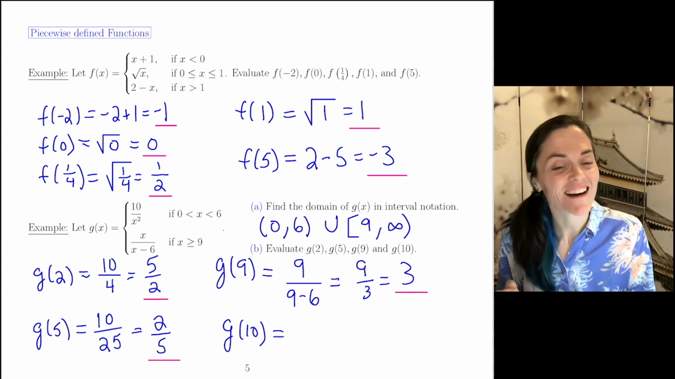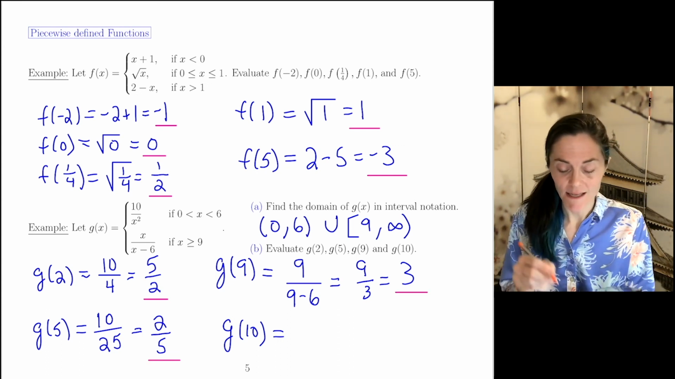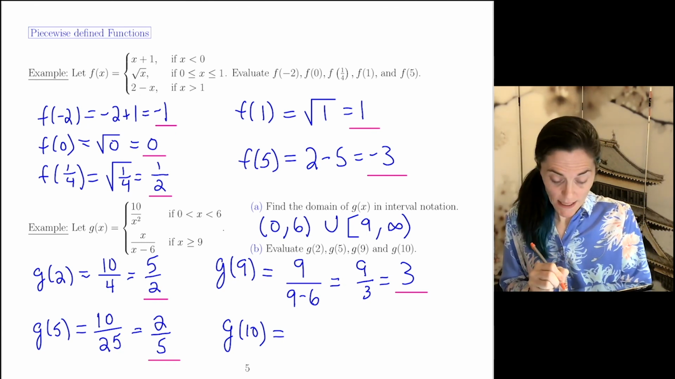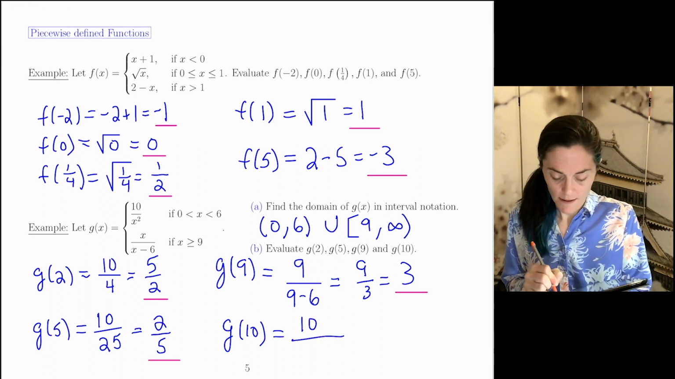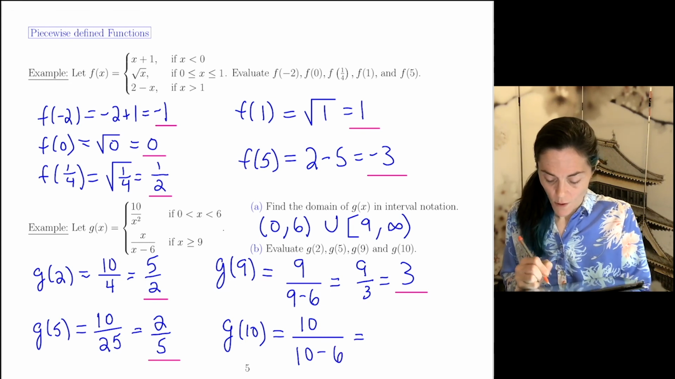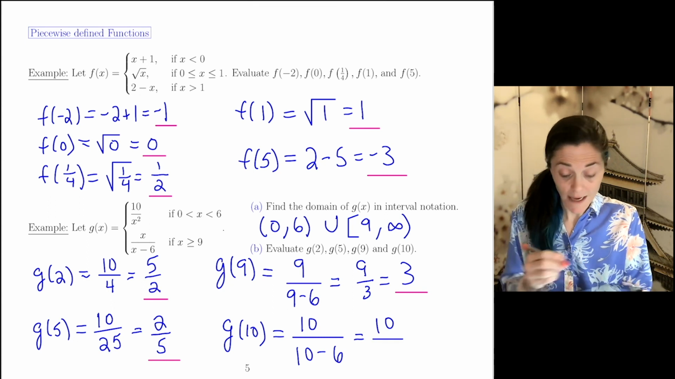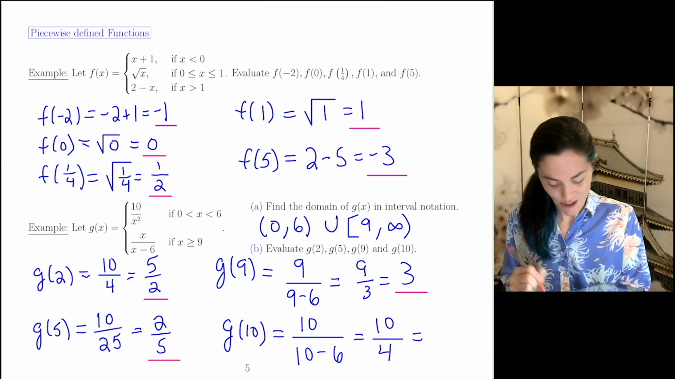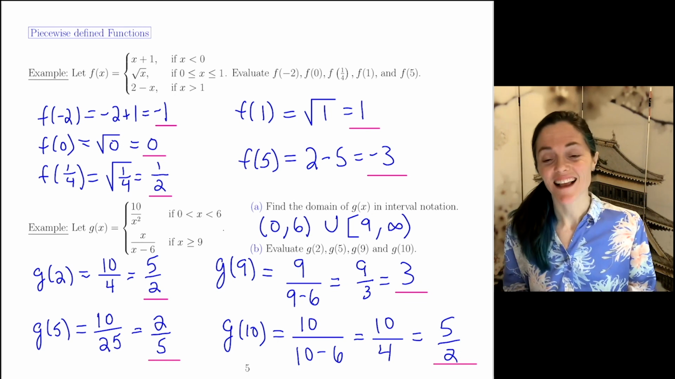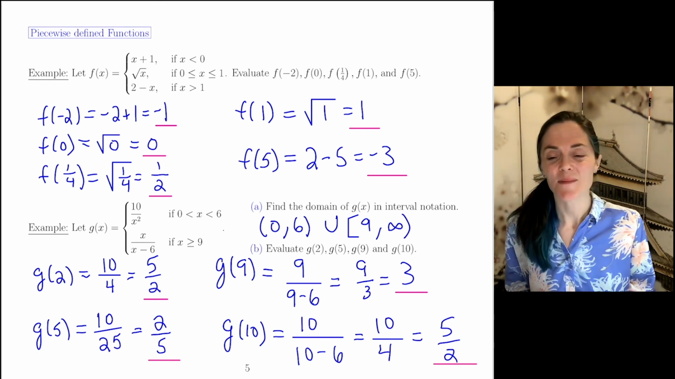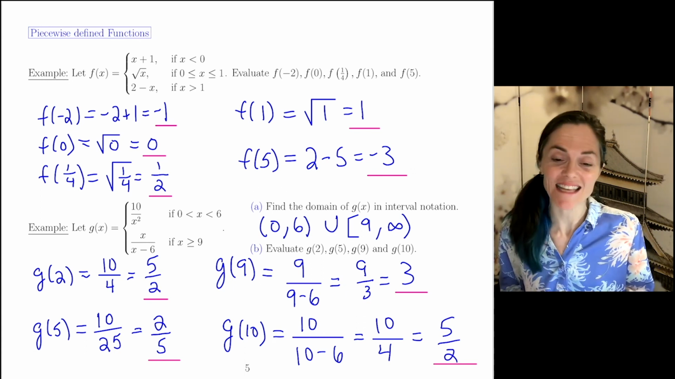And then the final one is g of 10. And 10 is certainly in the interval from closed 9 to infinity. And so we get 10 divided by 10 minus 6, which is 10 over 4. And this we can also simplify. Divide 10 and 4 both by 2. 5 over 2. Ah, it's the same. g of 2 and g of 10 are the same. That was sort of by chance, but it's interesting.